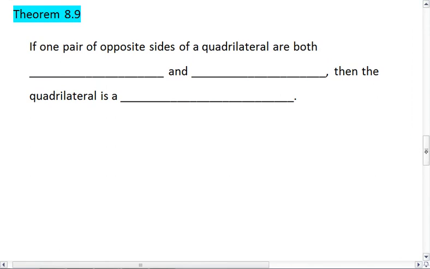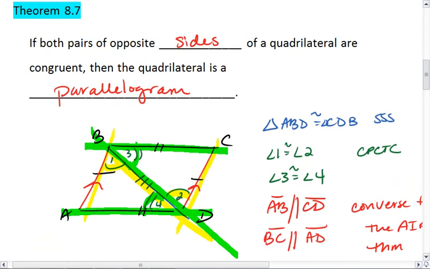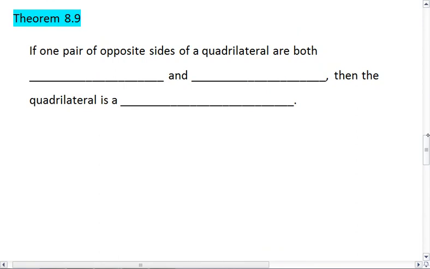Just a quick note, I am showing you these proofs. It's a good thing to know, but what I'm really concerned about is that you just understand what the theorems are saying. Alright, let's look at Theorem 8.9.